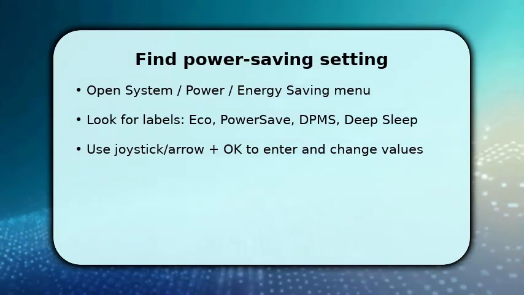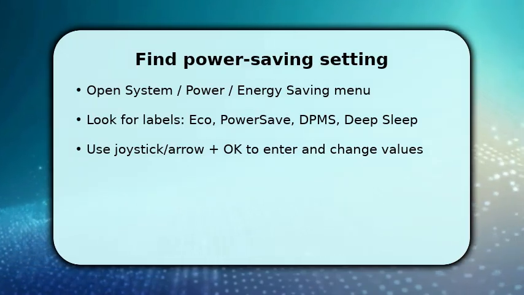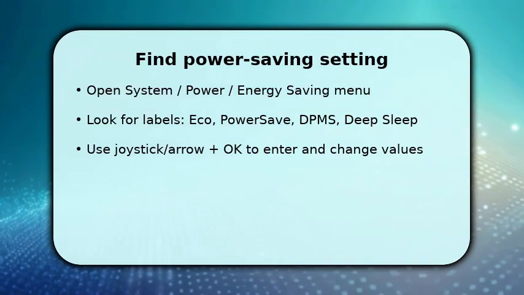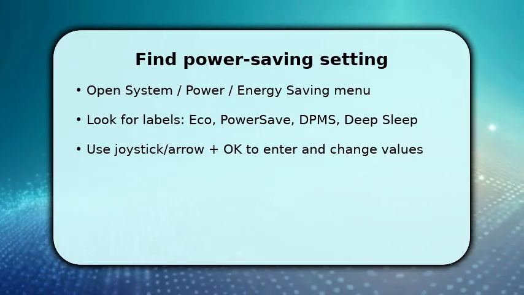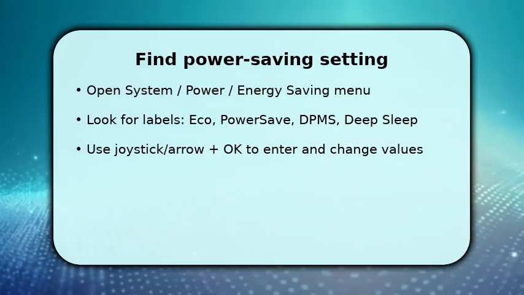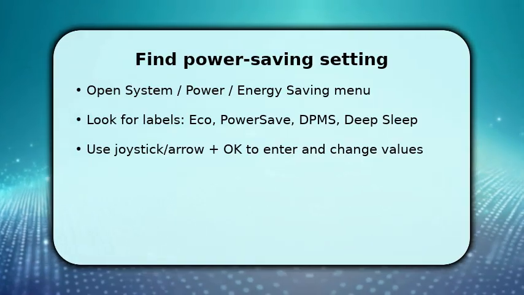Once inside, identify specific toggles: Power Save, DPMS, Deep Sleep, or Eco Mode. These control signal detection and timed sleep. Use the joystick or arrow keys to select the option, then press OK to toggle it off. After switching off, confirm related timers are disabled or set to a very long interval.